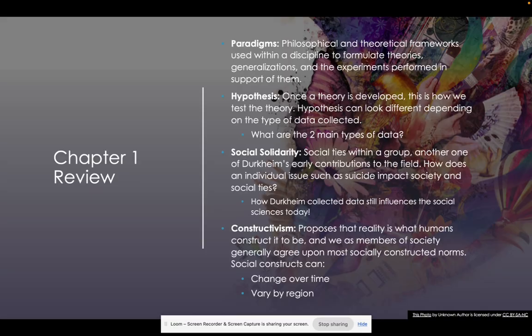And then finally, constructivism proposes that reality is what humans construct it to be, and we as members of a society generally agree upon most socially constructed norms. We talked quite a bit last week during week 2 about how social constructs can change over time and vary by region. I will not belabor that point.